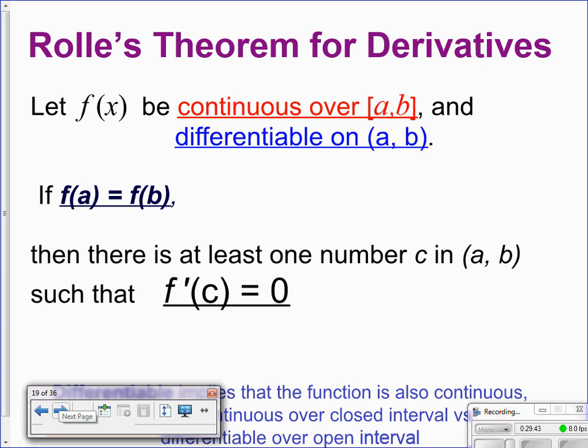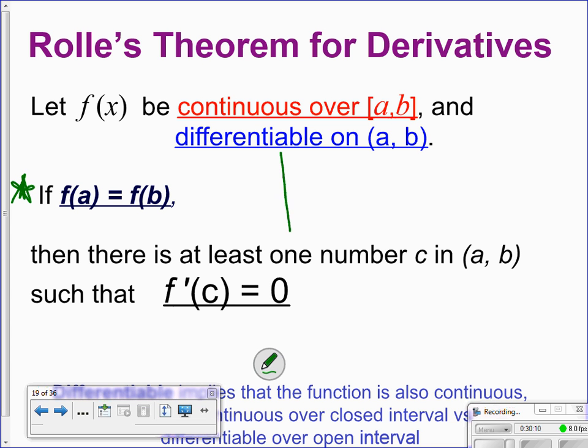Now there's a special case of the mean value theorem that has its own name, but it's really just one special case of the mean value theorem. It starts out just like the mean value theorem. The function's got to be continuous over the closed interval and differentiable over the open interval. But here's the added condition, and this actually makes it easy. It says f of a equals f of b.